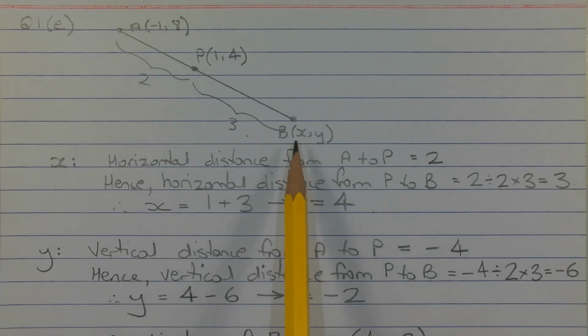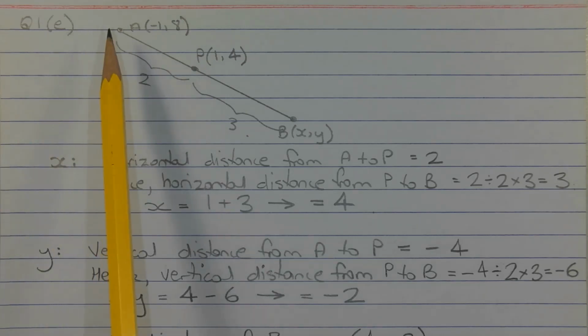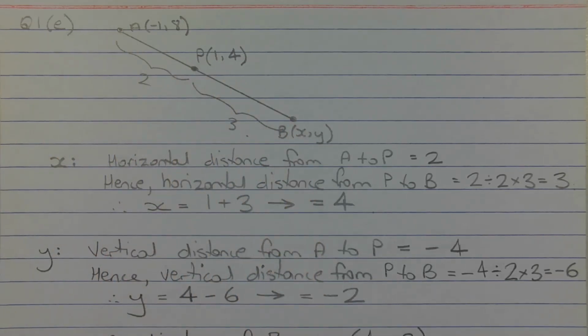Now to get the coordinates x and y, we can consider the horizontal distances between A, P and B and the vertical distances between A, P and B separately, and then combine the result to get the coordinates of point B. So let's consider the horizontal distances between A, P and B such that they're in the ratio 2 to 3.